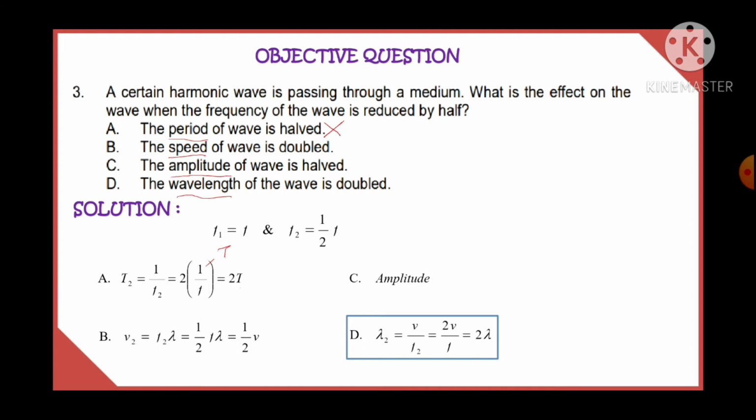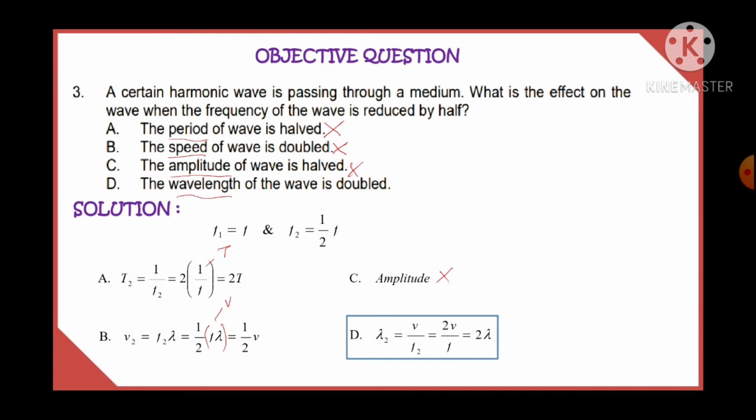For choice B, the relationship between the speed and the frequency is v equal to f lambda. So when we replace F2, which is half f, we get half f lambda, and f lambda is the initial v, meaning that the velocity will decrease to half if the frequency is reduced by half. In the answer, it said double, so wrong. Okay, amplitude actually is not related to any terms in the wave. It is only the maximum displacement. And about D, the wavelength.